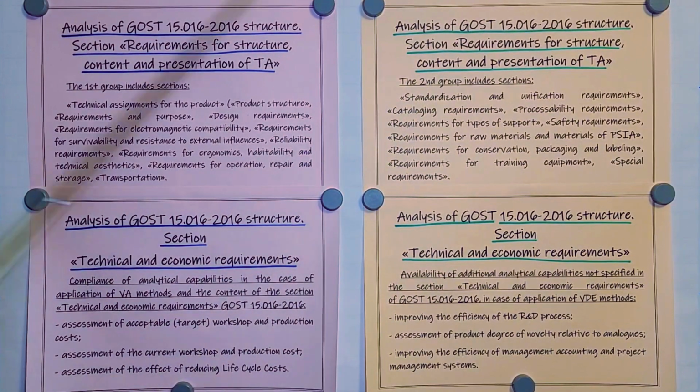The second group can include such subsections of the technical assignment as standardization and unification requirements, cataloging requirements, manufacturability requirements, requirements for types of support: normative, technical, metrological, diagnostic, mathematical, and etc. Safety requirements, requirements for raw materials and PSIA materials, requirements for preservation, packaging, and labeling, requirements for training equipment, and special requirements.